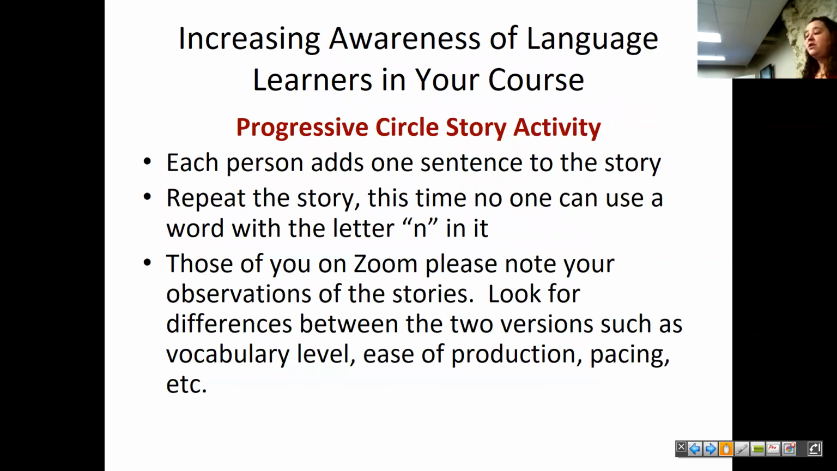For those of you on Zoom, I want you to participate by listening to our circle story, the first version and the second version, and deciding what the vocabulary level is between the two stories, the ease of production, the pacing, things like that. What are some of the differences between the two stories? So we'll go ahead and begin this activity, and I'm going to turn the camera so maybe you guys can see.